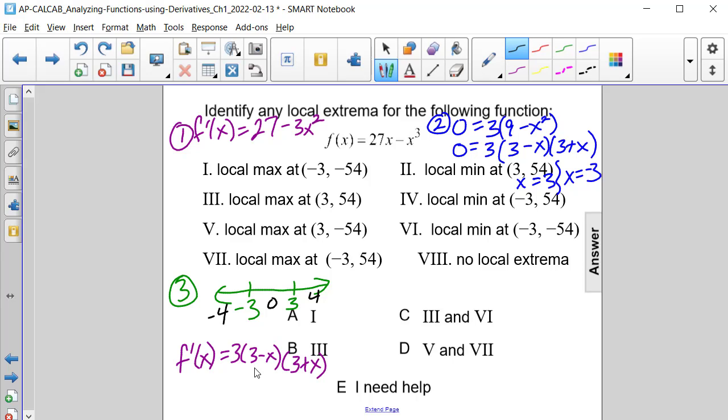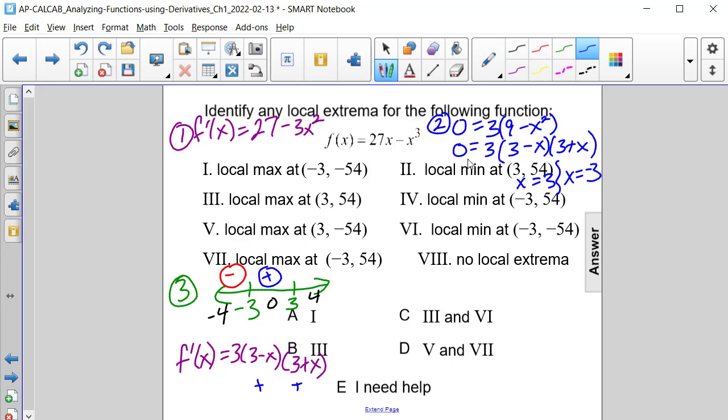So if we have negative 4, 3 minus negative 4 will be positive 7, and 3 plus negative 4 will be negative 1. So I have a positive 3 times a positive times a negative, so this is going to be a negative value. Now if we substitute 0 into f prime of x, we will get 3 times 3 times 3, so we'll have a positive in both of these, so this is also going to be positive.